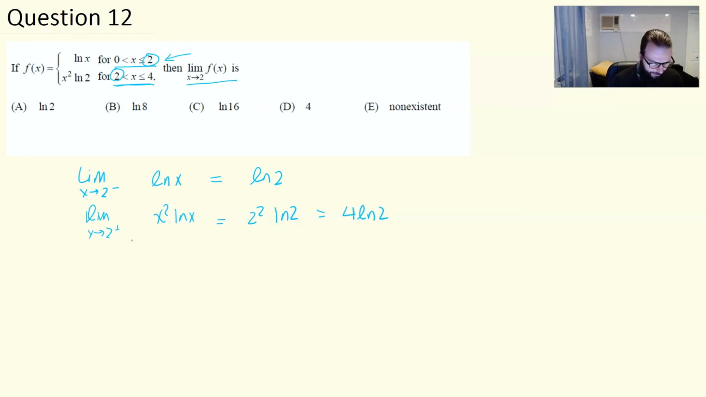Because the left-hand limit and the right-hand limit are unequal, we know that the limit as x approaches 2 of this piecewise defined function does not exist. And the answer is choice E.